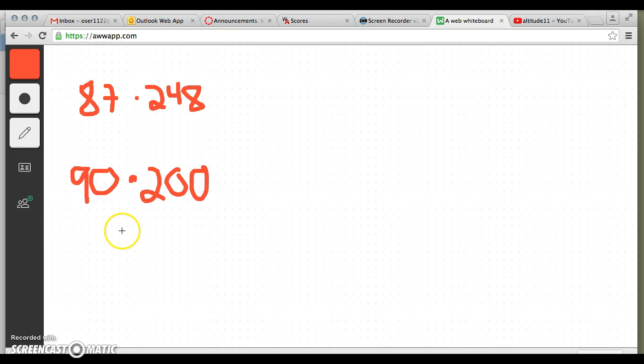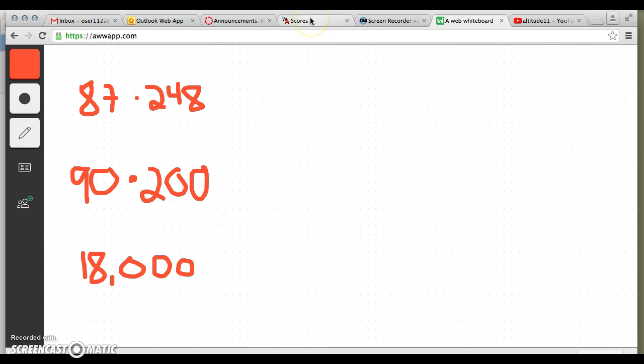The reason we do this, guys, is that we're now able to just multiply the two numbers we see at the front of both of our numbers. 9 times 2, well, we should know that 9 times 2 is 18. And then you can just count how many zeros you have: 1, 2, 3, and add that to your number at the end. So your final answer here is 18,000. So an estimation of this product, 87 times 248, is 18,000.